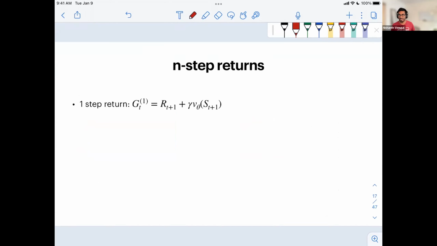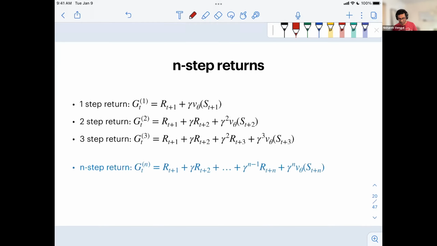I'm just rewriting the n-step returns mathematically here. You have one reward and the value of the next state in the one-step return. Similarly, in two-step returns, you have two rewards and the value of the state after two time steps as the target. And similarly, you can have three steps and then n-step returns.